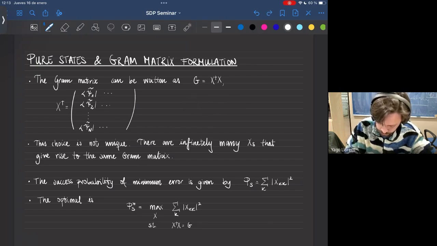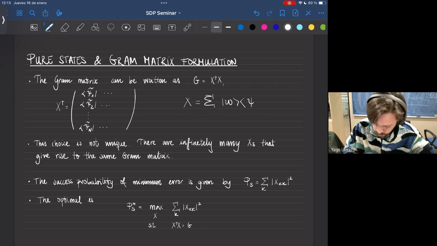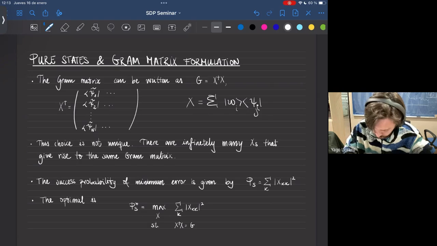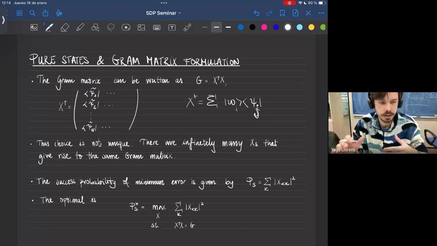Let's say that X is the sum, or I don't know if it is X or X dagger, of omega times your states. Here your psi_i is the ensemble that you want to discriminate, and omega_i is associated with the POVMs, or the projectors that will distinguish. It can be of this form, but see that the choice is not unique.